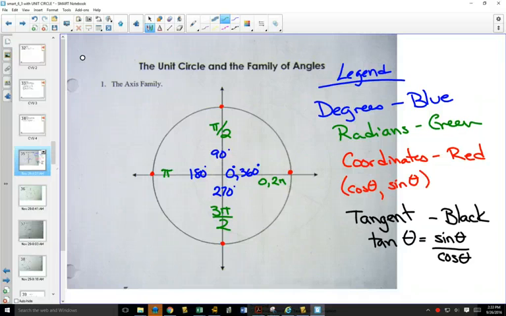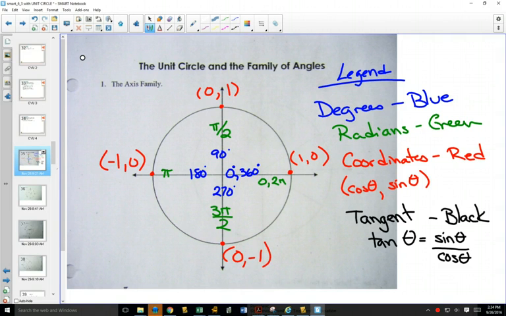Now this is the unit circle. And so on the unit circle, what would the coordinates of this point be? Because the unit circle has a radius of 1. 1 comma 0. And up here, we would have 0 comma 1, negative 1 comma 0, and 0 comma negative 1.